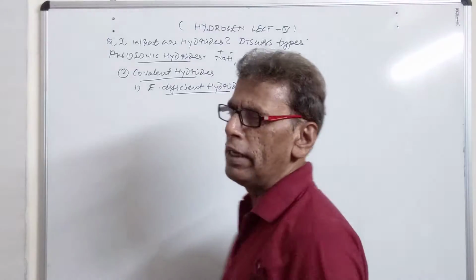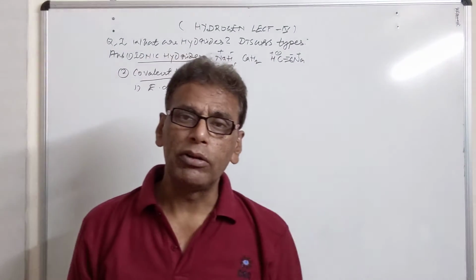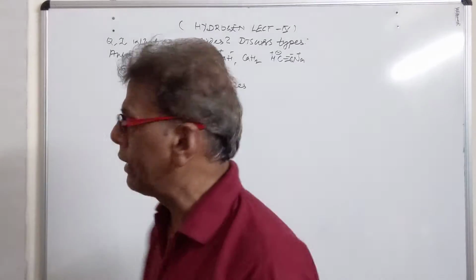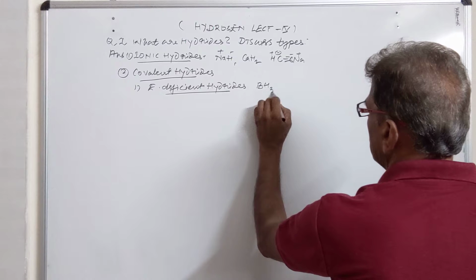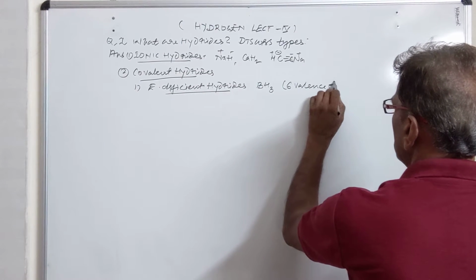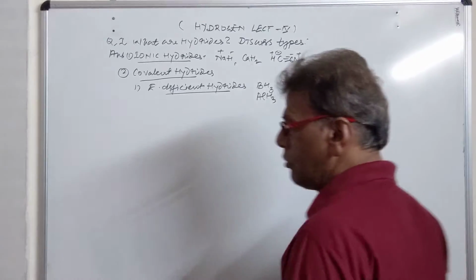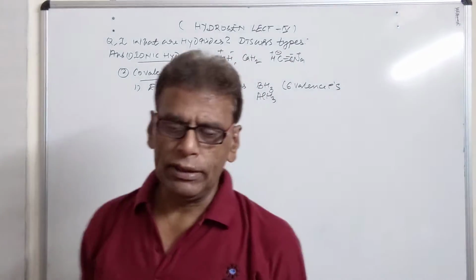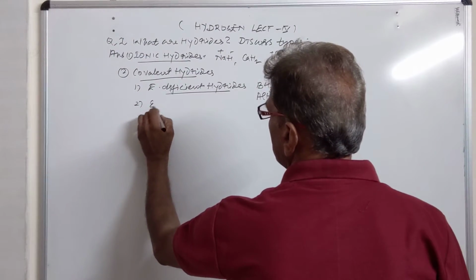In these hydrides, the central atom does not have a complete octet. It is having less than 8 electrons in its octet. For example, we have BH3, which is having 6 valence electrons around it. Similarly, AlH3, hydrides of group 13 elements, they are all electron deficient hydrides.